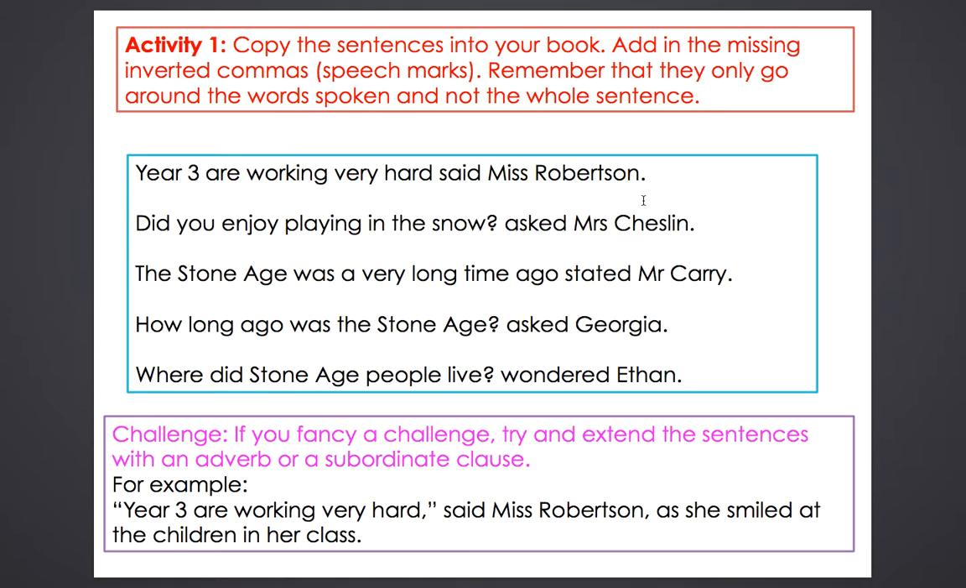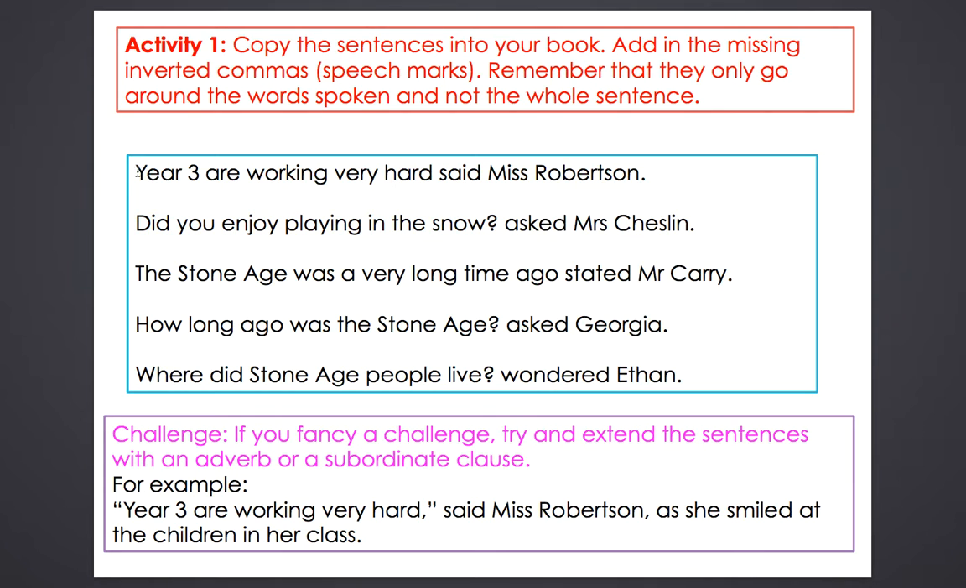What I'm going to do to help me to figure out where they go, I'm going to look in each one where my word for said is. So I've got said Miss Robertson, asked Mrs. Cheslin, stated Mr. Carey, asked Georgia, wondered Ethan. Now nobody when they're talking is going to say that bit out loud. That isn't the part of the sentence that is spoken. The part of the sentence that is spoken is the bit before the word for said. So Year 3 are working very hard. Did you enjoy playing in the snow?